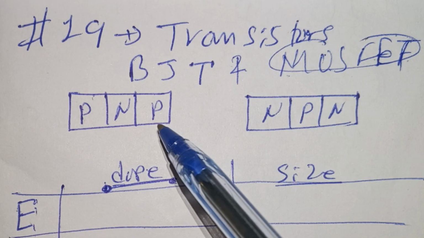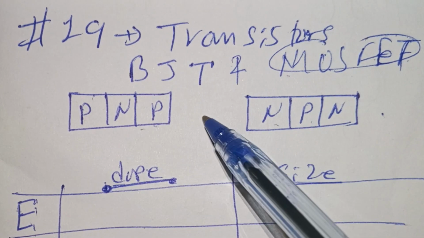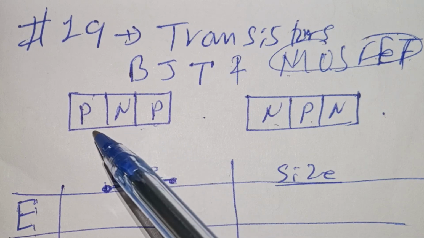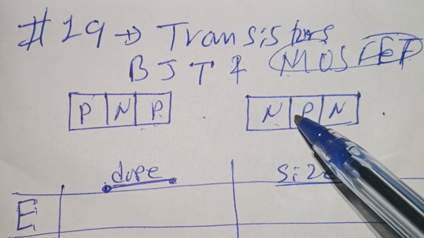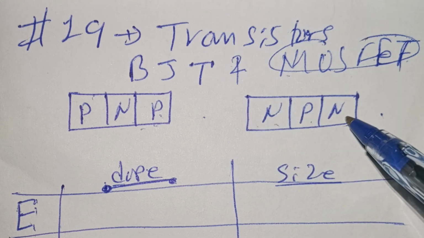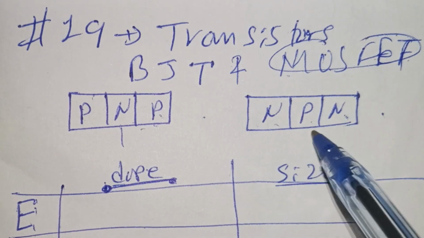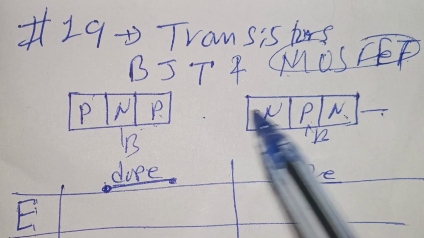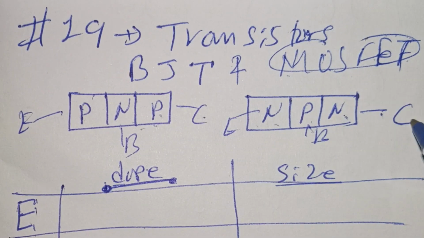So the BJT has two structures, the PNP and NPN. PNP means the N-type semiconductor is sandwiched between two P-type semiconductors. NPN means the P-type semiconductor is sandwiched between two N-type semiconductors. The middle terminal is what we call the base, and the other side terminals are what we call the emitter and the collector.